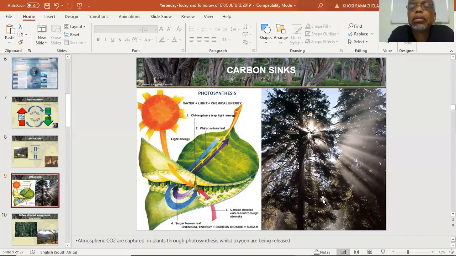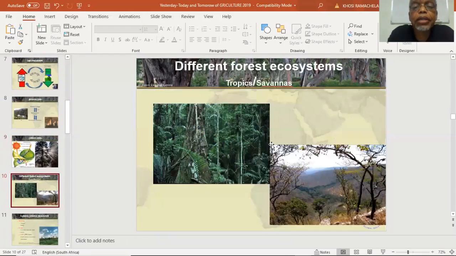Peter demonstrated the photosynthetic activities where CO2 is taken into the leaf, and through the photosynthesis process, you sequester CO2. These are, in short, our carbon sinks, which most of the developing countries are very rich with. Okay, so which are the different ecosystems?